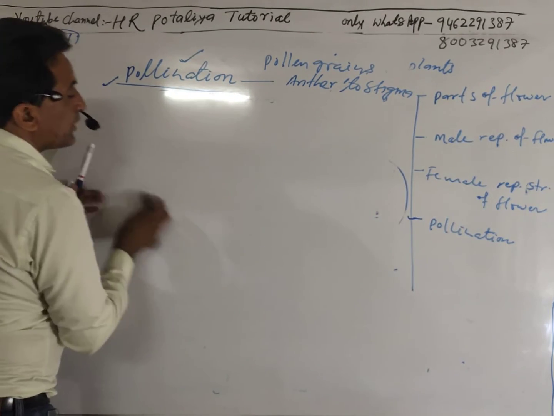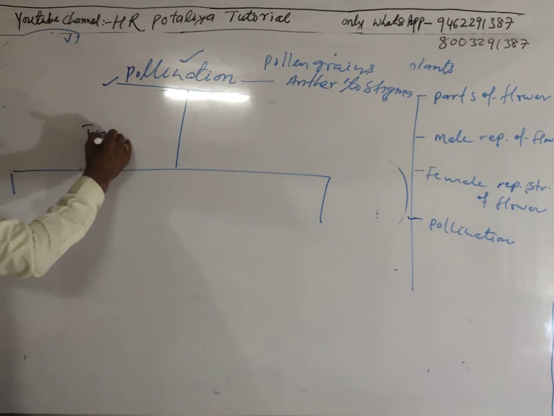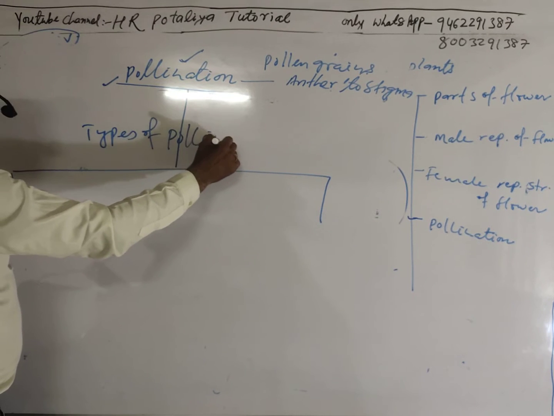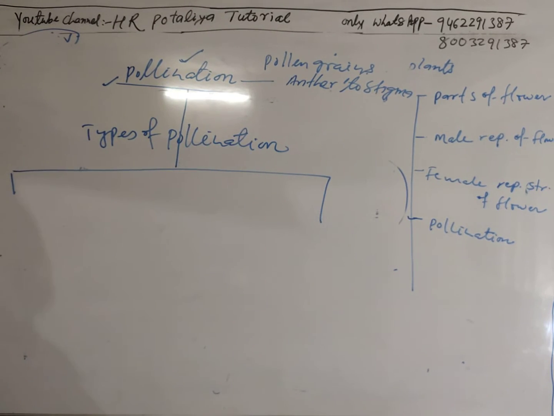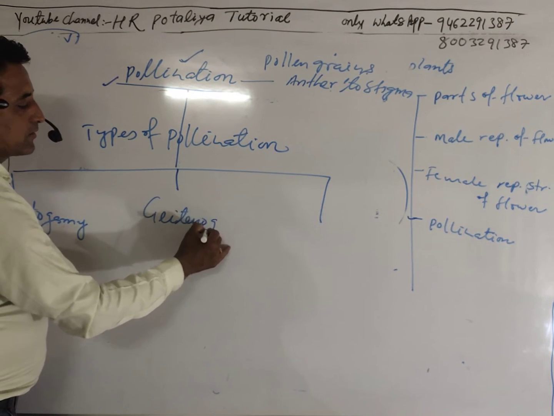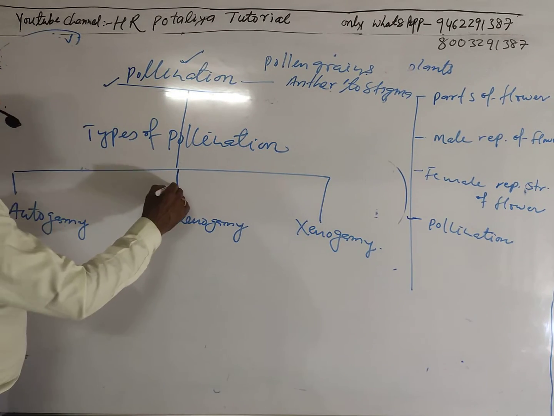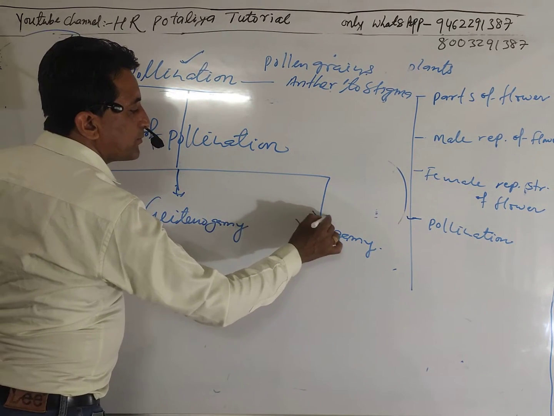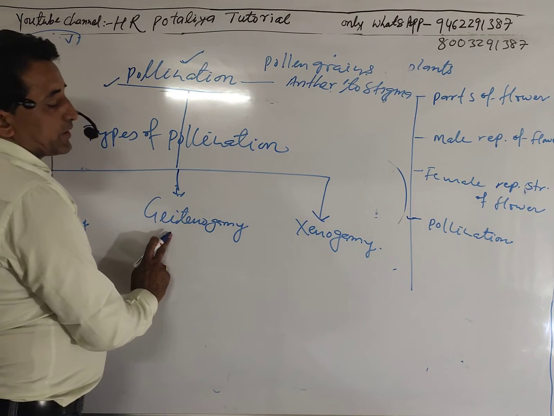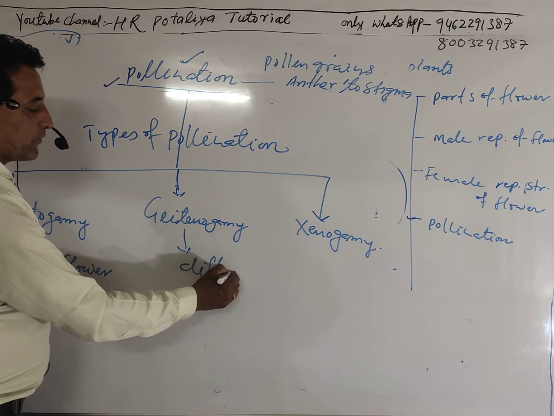Now pollination is of 3 types. A very simple aspect. Pollination is generally of 3 types. First, autogamy, geitonogamy and xenogamy. I am revising again: types of pollination. There are totally 3 types of pollination: autogamy, geitonogamy, xenogamy. Auto means same flower. Geitonogamy means different flower but same plant.